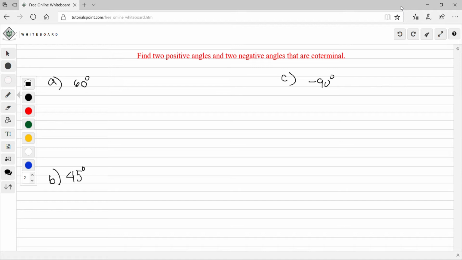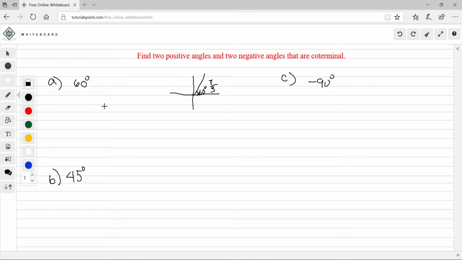So now we've got to find two positive angles and two negative angles that are coterminal. For A, we have 60 degrees. If you want, you can actually draw it. So 60 degrees is about here. It's also pi over 3, right? So we've got to find two positive angles and two negative angles.